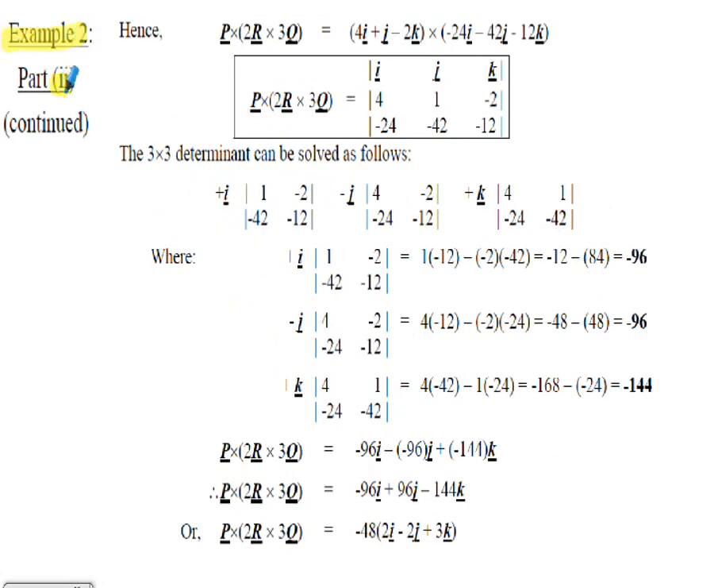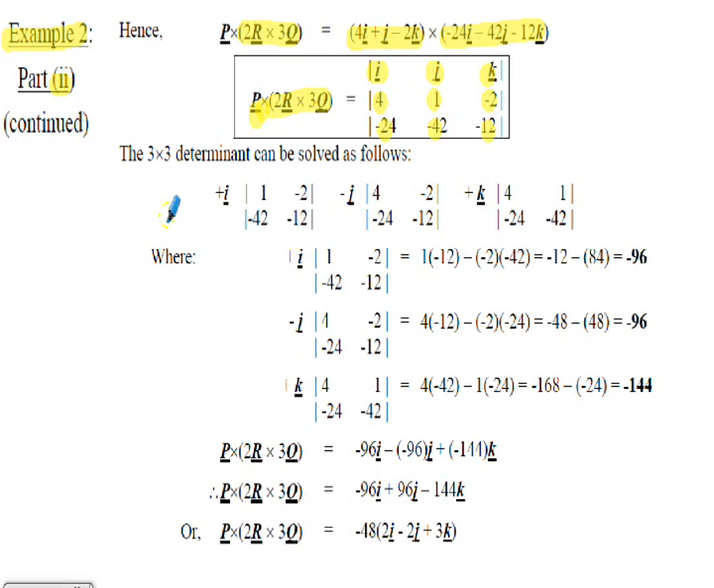Example 2, part 2 continued. From the previous slide we worked out the vector 2r crossed with 3q, which gave us this value here in unit triad format. Now what we're going to do is multiply that by the p vector here. So we've got p crossed with the 2r times the 3q. So my header row, ijk here, my second row relates to the p vector coefficients, and my third row relates to the 2r times 3q vector.